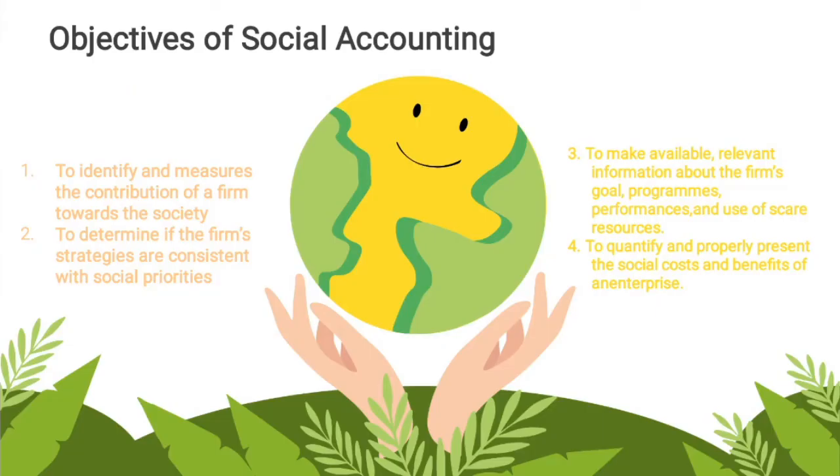And then social accounting also has objectives. The objectives are below. The first is to identify and measure the contribution of a firm towards the society. Second, to determine whether the firm's strategies are consistent with social priorities. And the third is to make available relevant information about the firm's goals, programs, performance, and use of scarce resources. And the last objective is to quantify and properly present the social costs and benefits of an enterprise.